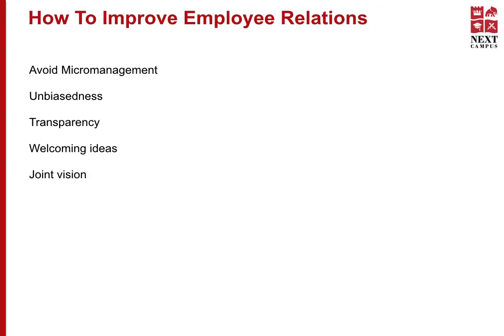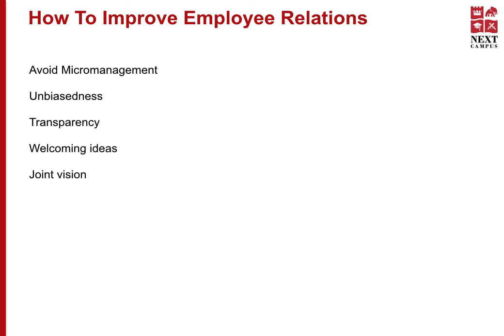How to improve employee relations? There are many things that employers can do and not do that will help improve employee relations. Avoiding micromanagement. When a leader micromanages instead of trusting their team and giving employees autonomy, the employee risks becoming disengaged. Unbiasedness. It is generally obvious that when an employer chooses favorites, it can completely demoralize the rest of the team and thus ruin employee relations.